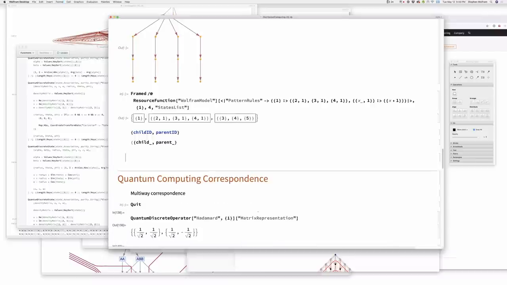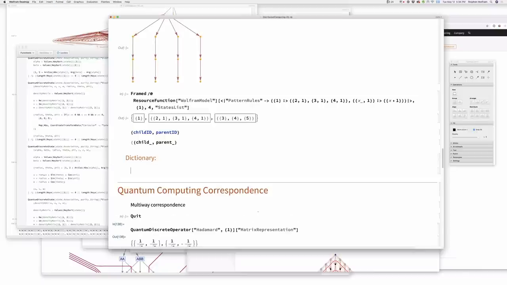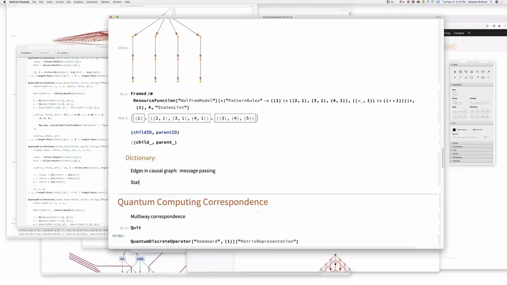Okay, so this part of our dictionary, which I agree with, is that edges in the causal graph are message passing. No, it's not the causal graph. It's actually a little bit more complicated, because it's not the edges in the hypergraph. The edges in the hypergraph represent the current frozen state. It is a representation. You see what I'm saying? I think it's more like this, and the state is a little more complicated.